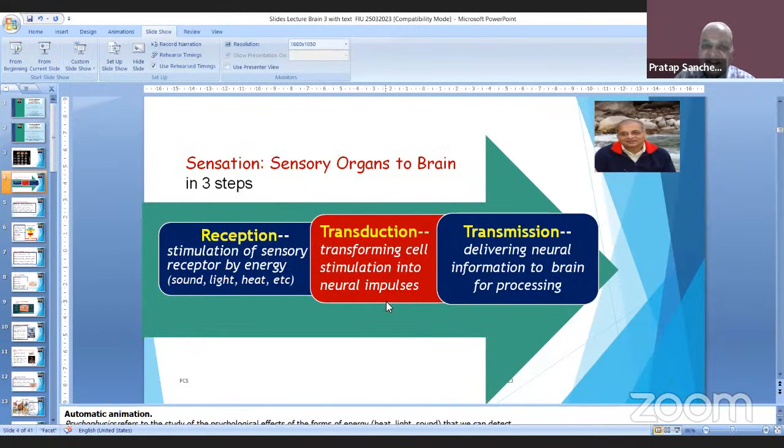Our whole sensations start from the sensory organs to the brain. It occurs in three steps. The first is reception, meaning how our body takes the sensations into consideration. Then we go into transduction: the impulses which are coming are transformed into neural impulses and then sent to the brain or other nervous structures.